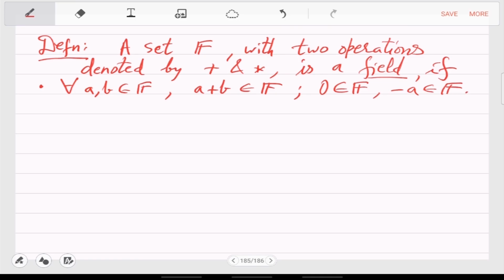So we are saying, first of all, that there is a special element 0 in the field. Second, we are saying that for every element A, there is a negation of A, which means that A plus that is 0. And third, we are saying that any two elements can be added up to get a new element, a unique element A plus B in the field. So this is called the additive identity.